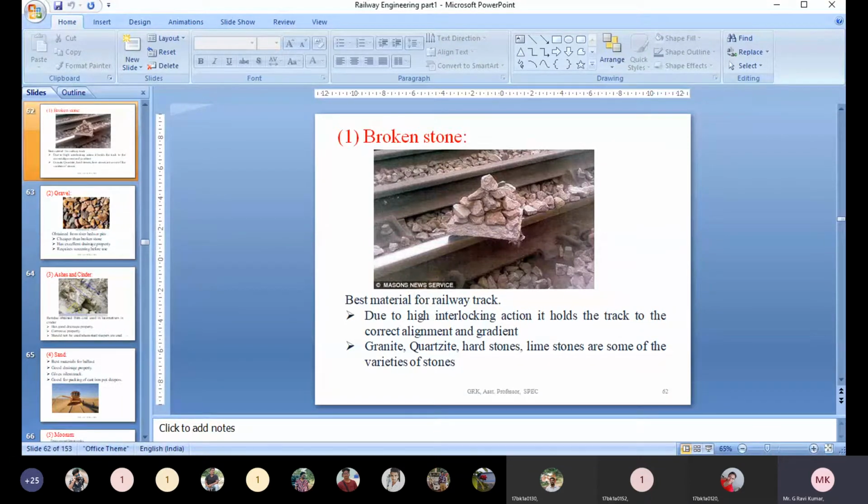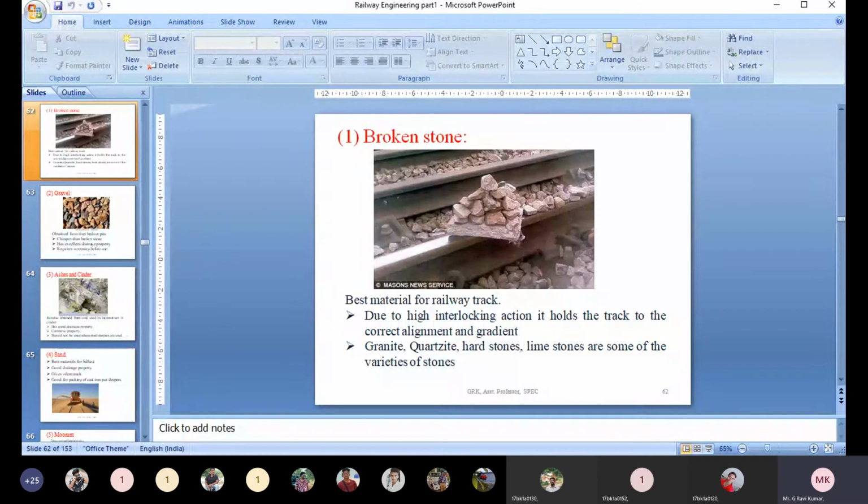One more thing is required: to provide a proper alignment, proper compaction of the ballast is necessary, and also to provide a proper gradient and a proper gauge distance, proper compaction of ballast is necessary. Understand or no?